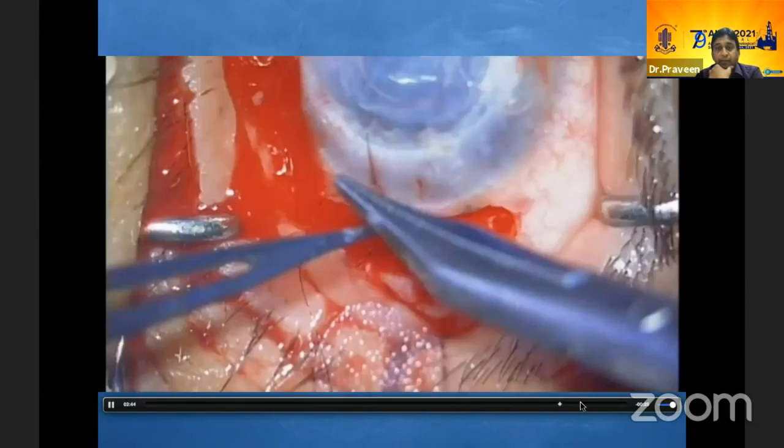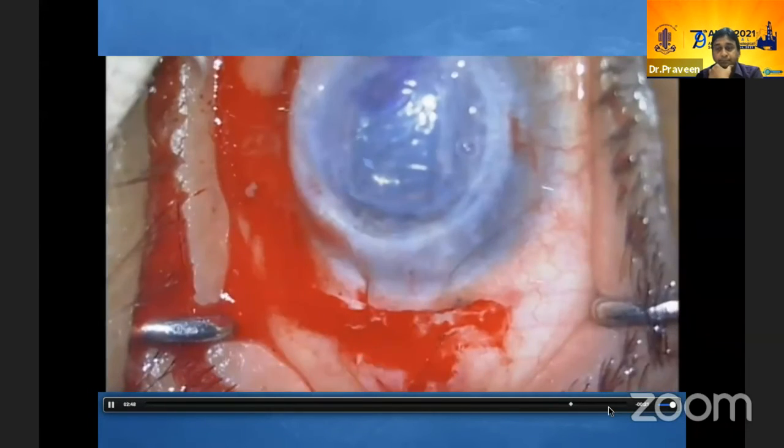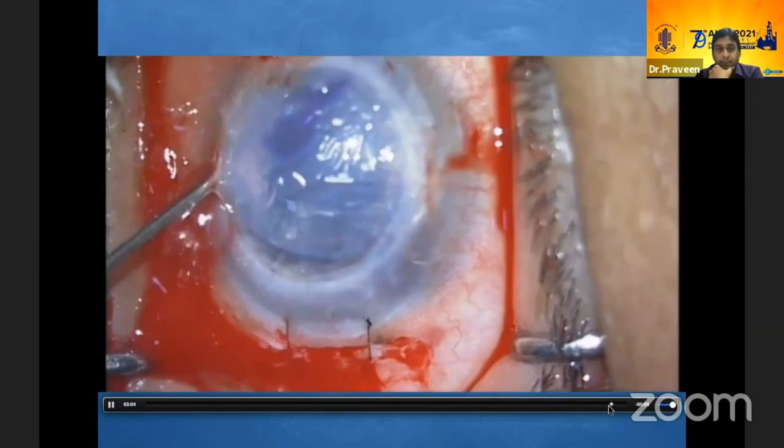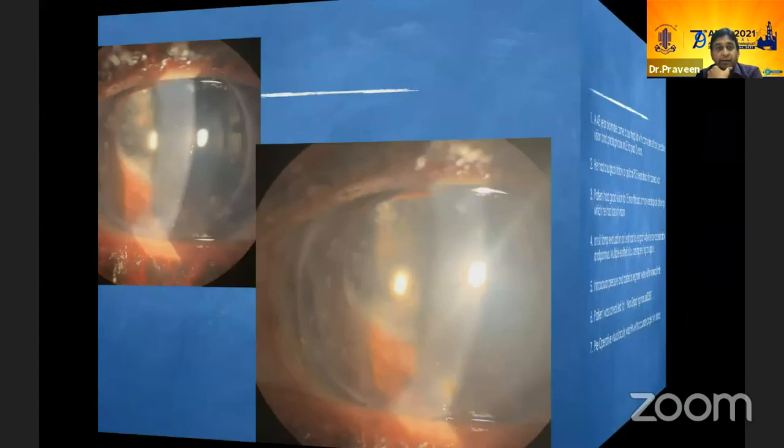And then you can just put the air bubble and 2 sutures you can place it. And this is the post-op picture. The patient is having a functionally good vision up to 6/24.